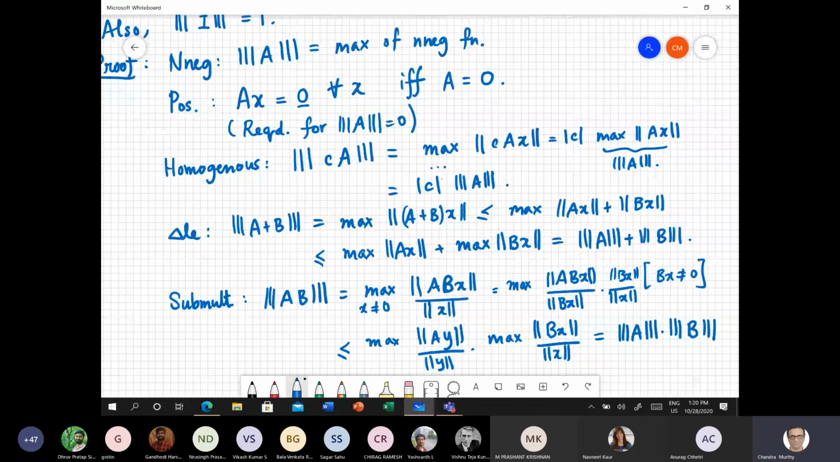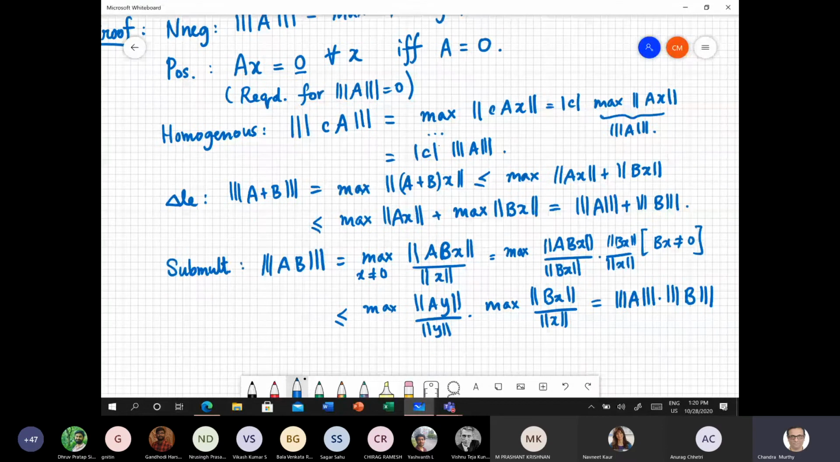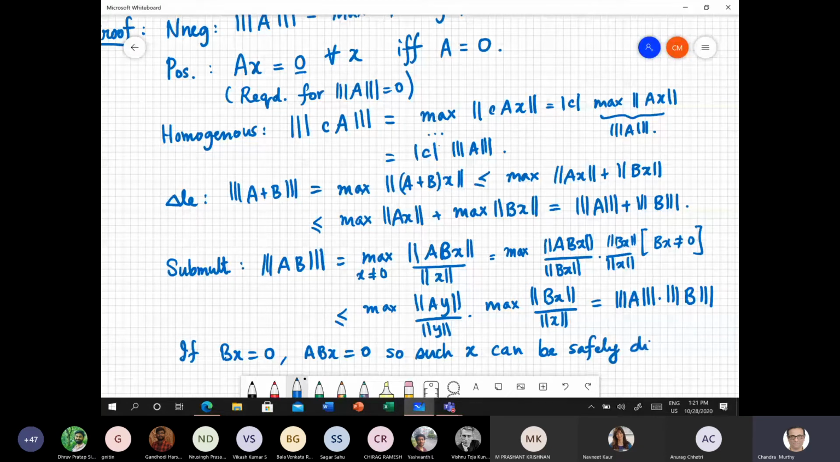Okay, but of course if Bx is equal to 0, then ABX is also equal to 0. And so this quantity you're trying to maximize, this will be 0. And so such kinds of x's can be discarded safely from this maximization problem. They won't be the maximum. In fact, they are achieving the minimum value that this can achieve, which is 0.